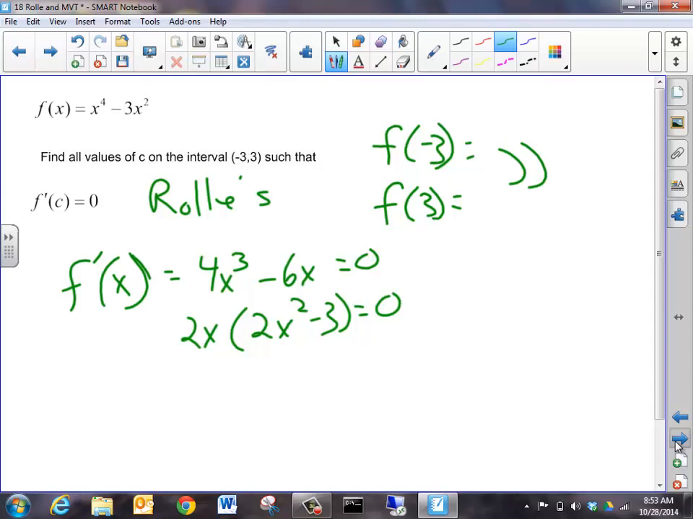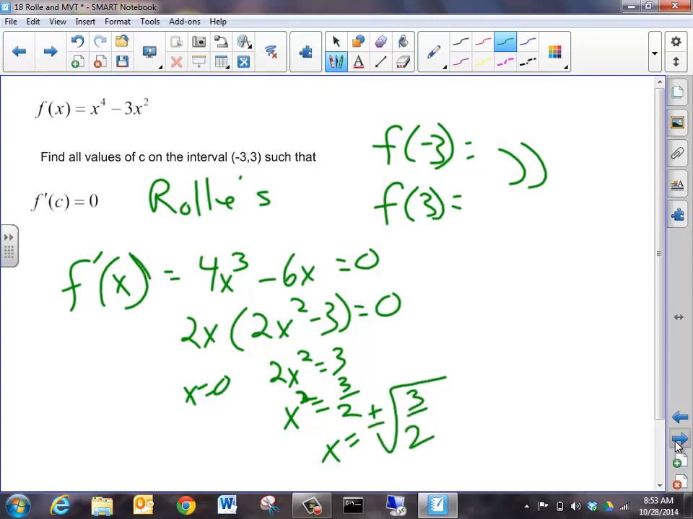Is that right? Find the derivative, set it equal to zero. Are all three of those points in our interval? Is the square root of 3/2 smaller than 3? Yes, it is. Okay. So we have three points in there where the derivative equals zero.